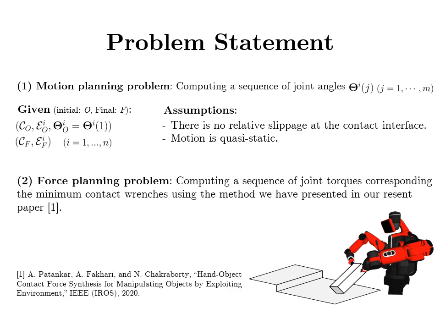Our force planning problem is computing a sequence of joint torques corresponding to the minimum contact wrenches required to be applied to the object during the manipulation. In this paper, we will focus on the motion planning problem. We have studied the force planning problem for a given motion plan in our recent paper, and we will combine it with our motion plan to generate torques to achieve the motion.